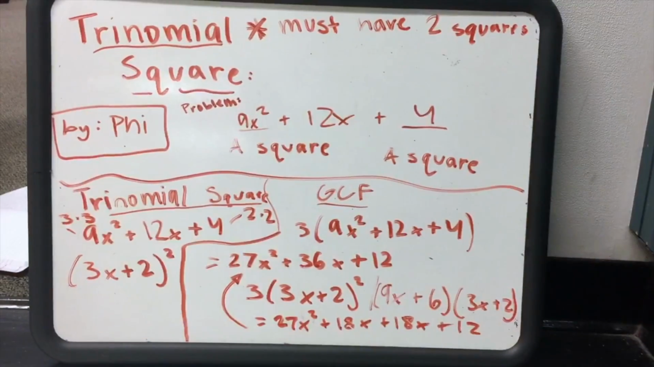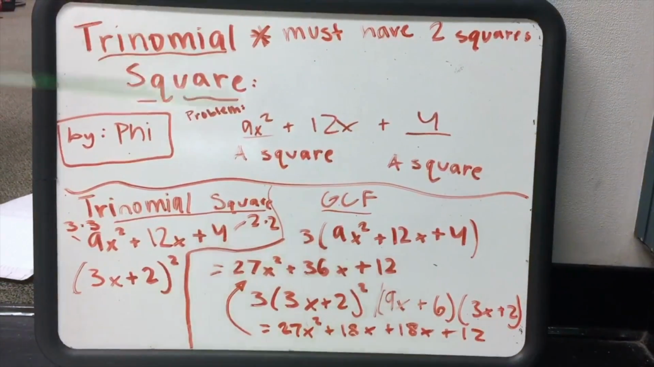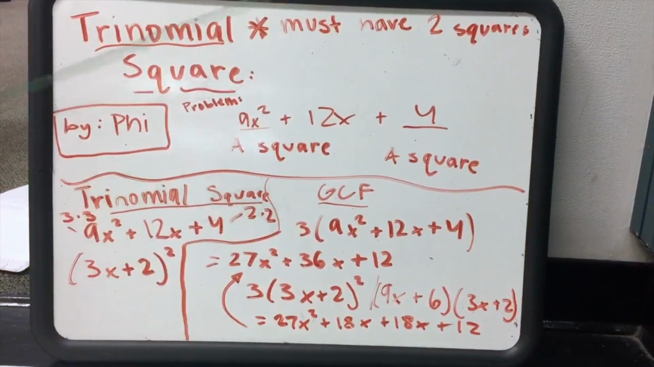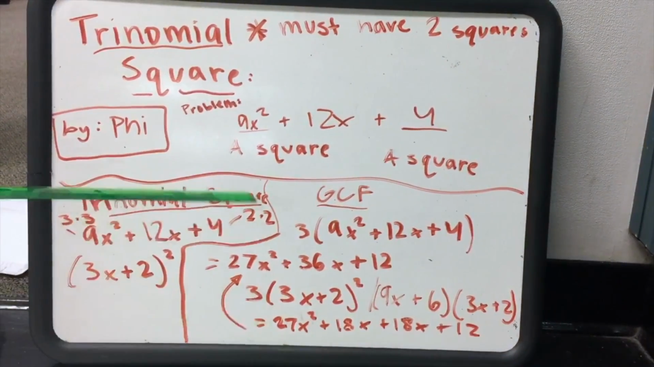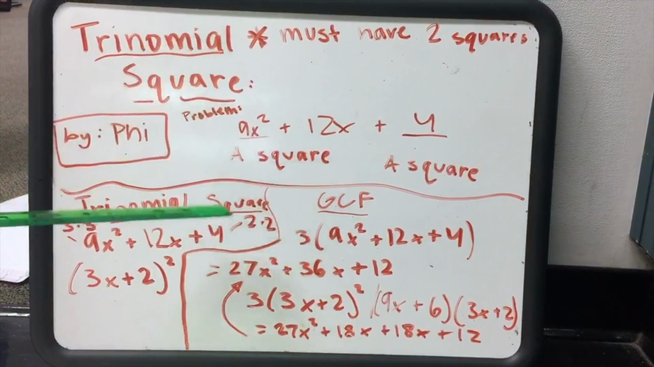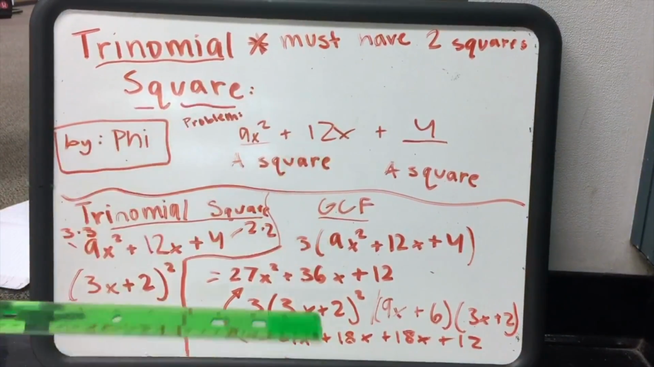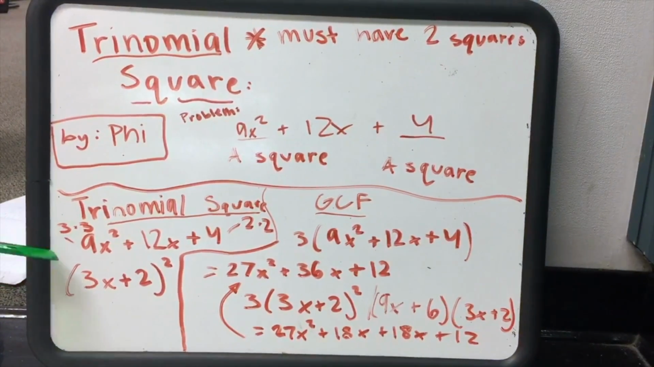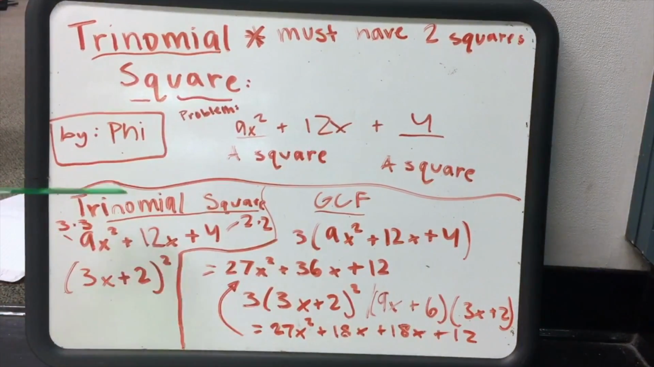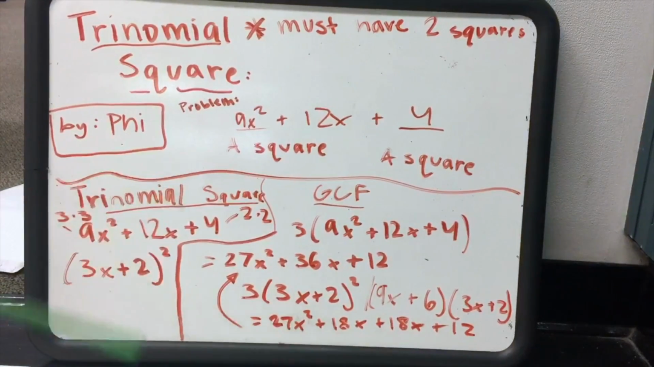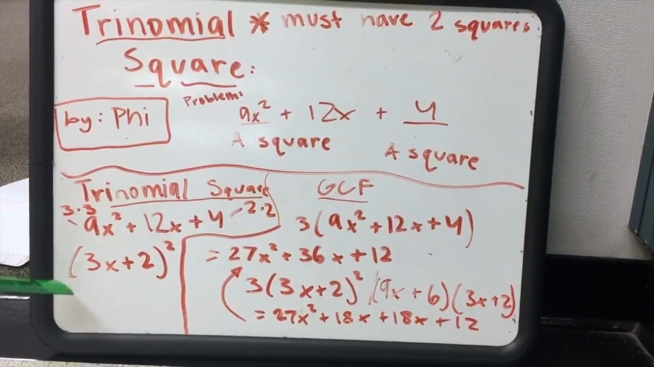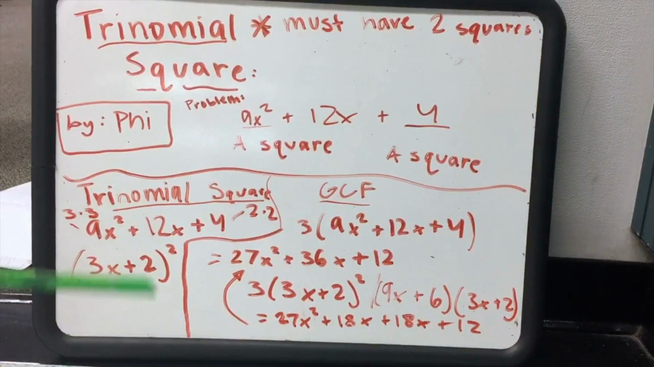Doing the trinomial square, the trinomial square must have at least 2 squares. My problem is 9x squared plus 12x plus 4, and you see in the problem there's a square right there at the first part and a square in this last part. So to solve it, I have to find factors of 9x squared, which is just 3 and 3, and then for 4, I have to find factors of 4, which is 2 times 2. So I took both of these and added them together, so 3x plus 2 squared.